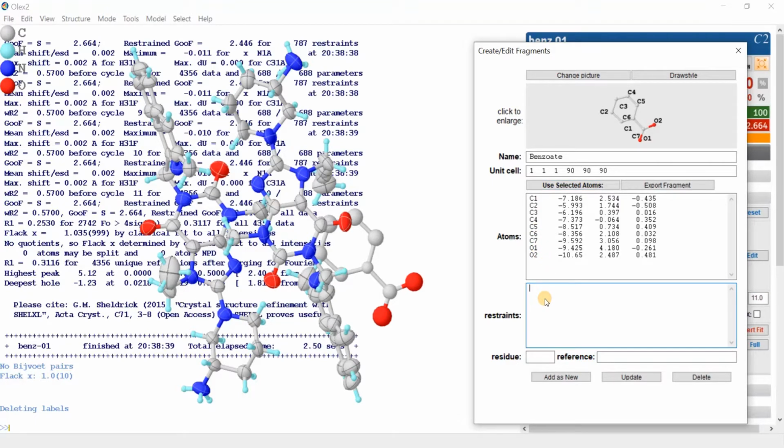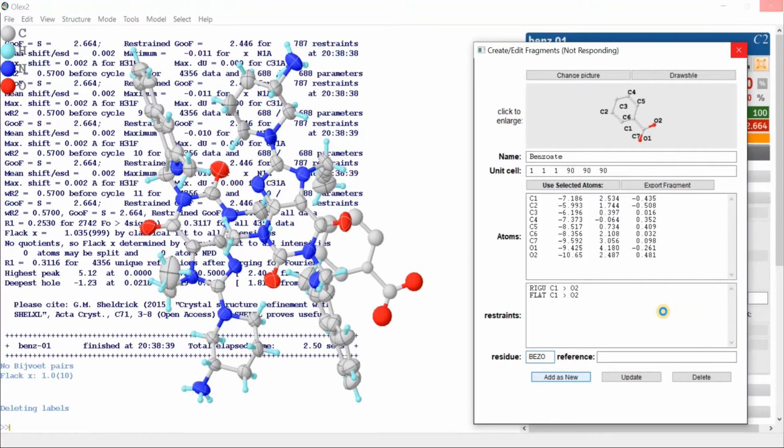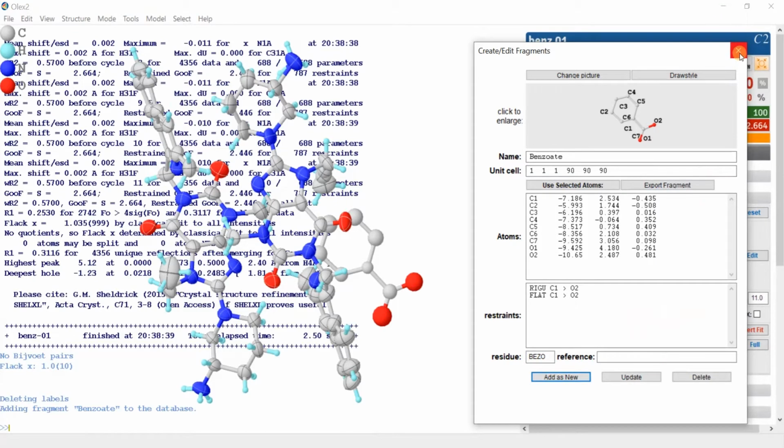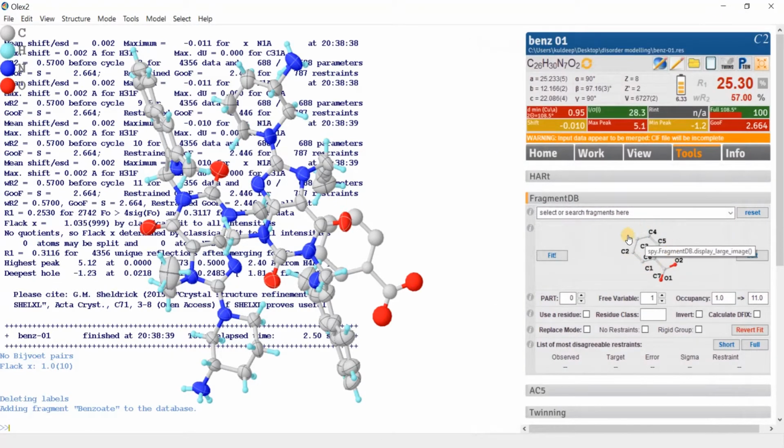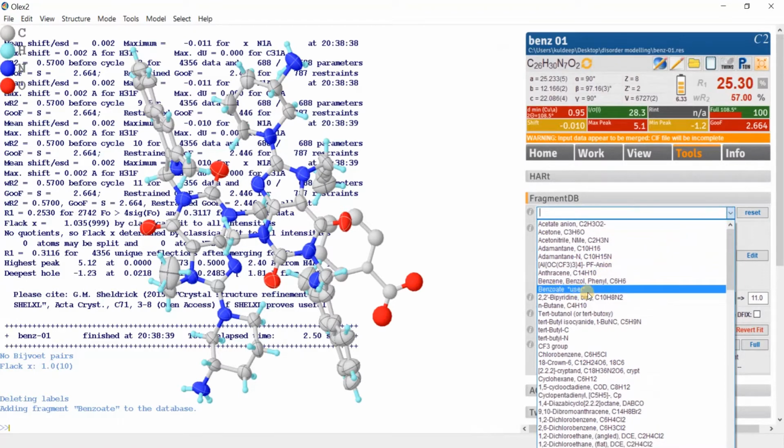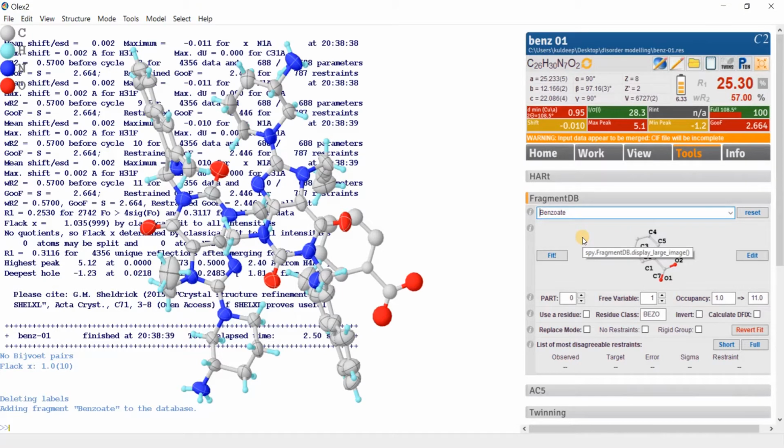You can put some restraints like RIGU C1 to O2, FLAT C1 to O2, so all atoms from C1 to O2. And the residue name is BENZO, B-E-N-Z-O. And press this button Add as New. And you will see this fragment added into the list. Press this cross button and you will see the benzoate here. Benzoate is written as user. User means it is added by the user.